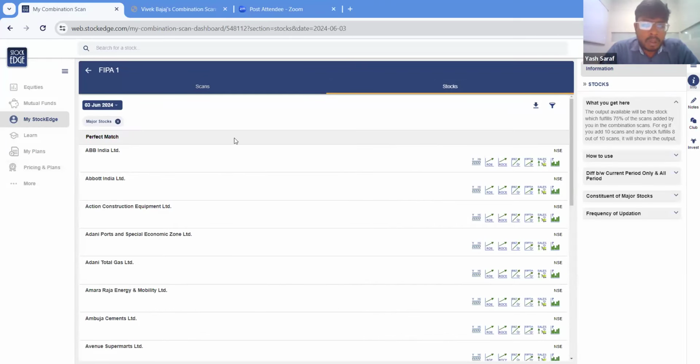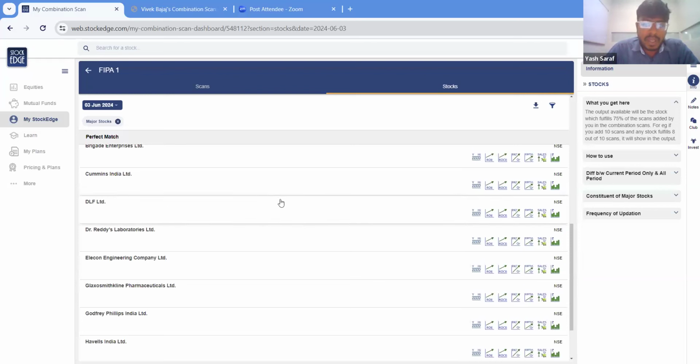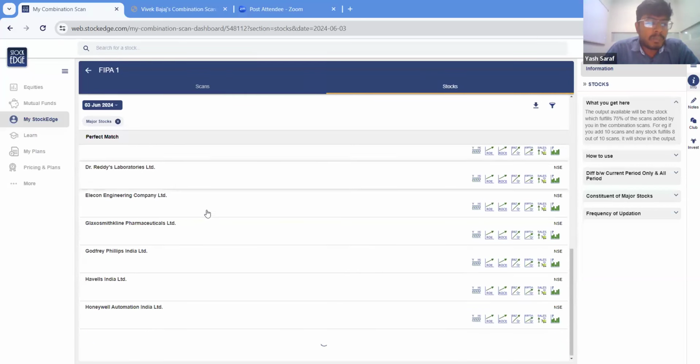Let me tell you one more small concept. You can see this perfect match. So what does this perfect match mean? Perfect match means that ABB India Limited has managed to qualify for all the respective 7 scans that we have added in the combination scan. All these stocks have fulfilled the criteria and are qualifying for all the 7 scans. That is the reason it is a perfect match.